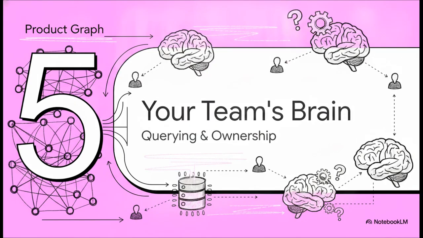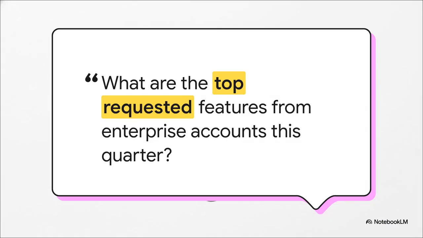Let's check out Section 5, your team's brain, querying and ownership. Now, you might be wondering how you actually get data out of this thing. The beauty of this system is that you don't need to learn some complex technical query language like SQL to extract value from it. The AI assistant just understands natural language. You can simply ask a question in plain English, something like, "What are the top requested features from enterprise accounts this quarter?" And the AI instantly traverses the entire graph, connecting the user profiles, the signals, the insights, and the opportunities to deliver a synthesized, highly strategic answer in literal seconds.